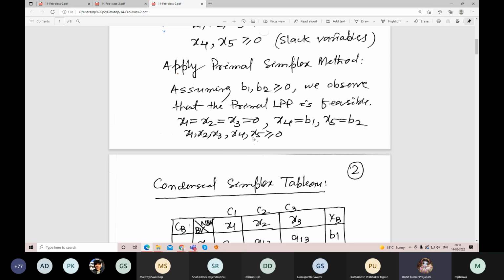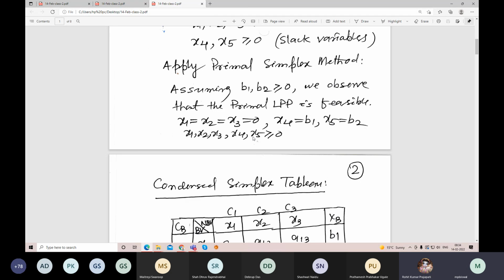Anybody? One by one. Anybody? Answer my question. Sir, you mean that if x1, x2, x3, there is no constraint of them being greater than or equal to 0? In the system of linear equation, that restriction is not there. Yes, sir, you have to introduce. I told you earlier.